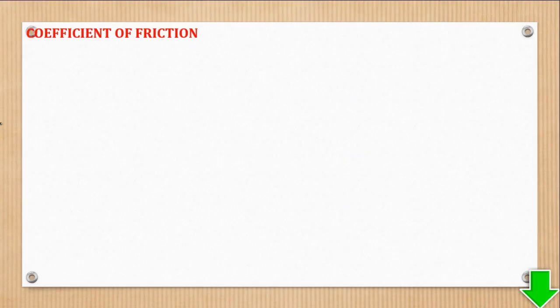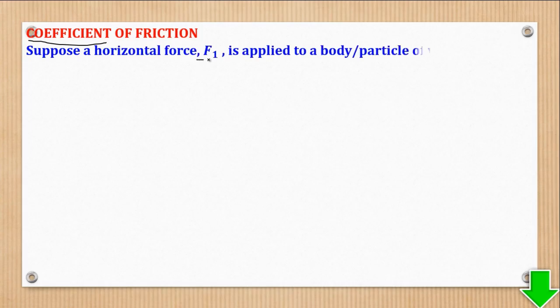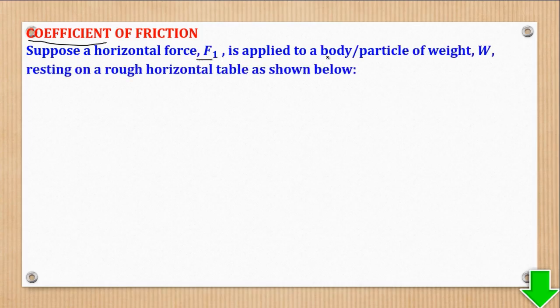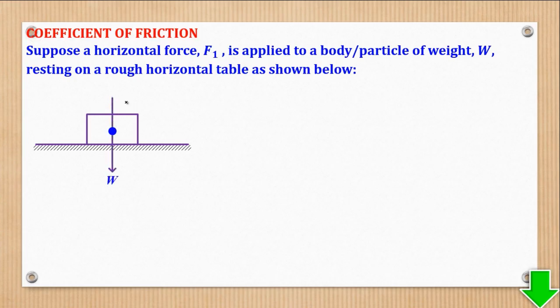So now we have been talking about friction, resistance, and now we are going to learn about a new term which is called coefficient of friction. So suppose a horizontal force F1 is applied to a body of weight W resting on a rough horizontal table as shown below. So we shall come and draw a table horizontal, then the body of weight W. Because of weight, there will be normal reaction, and there will be a force pulling which is acting.